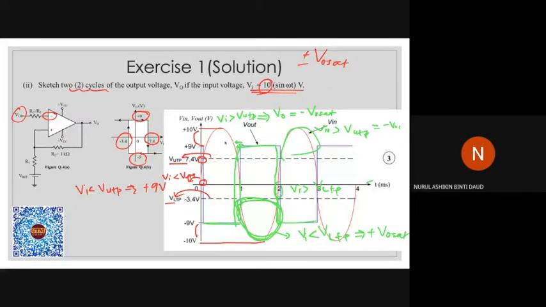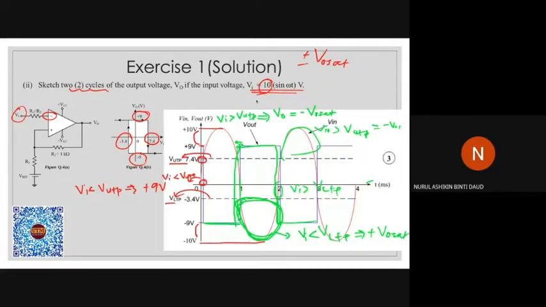Okay, so please be careful with how many cycles of the input signal are given to you. Okay, and please base your output on that. Okay, jangan buat sendiri punya cycle. Okay.